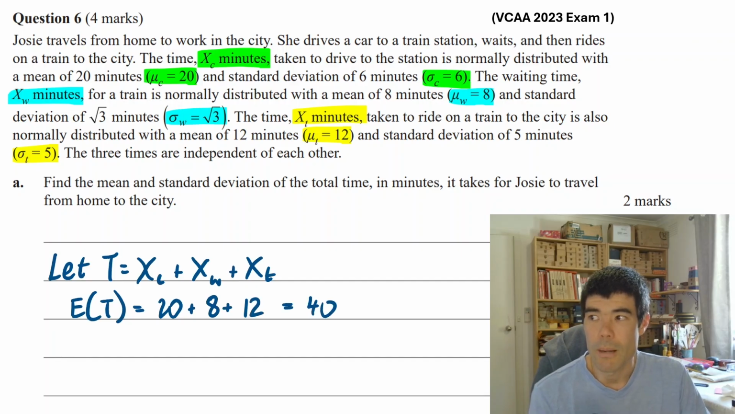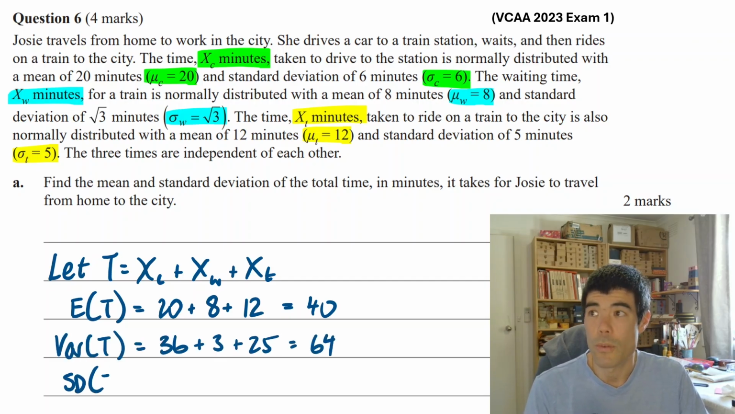So again, the mean is just the sum of the 3 means. In this case, that's 40. To get the standard deviation, we first need to get the variance as the sum of the 3 variances. So that's 6 squared plus root 3 squared plus 5 squared. The variance is 64, which means the standard deviation is 8.